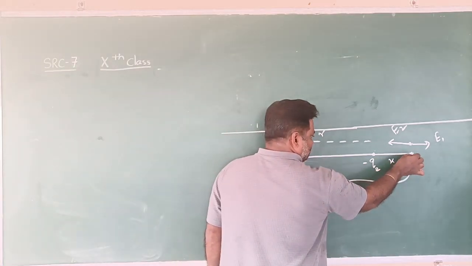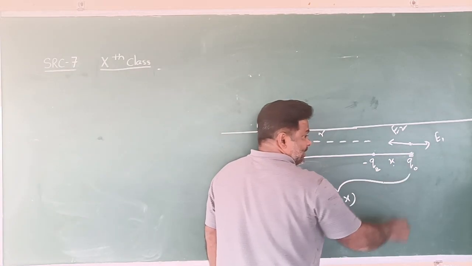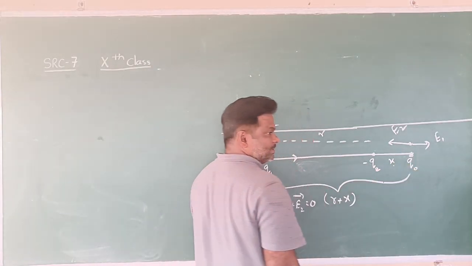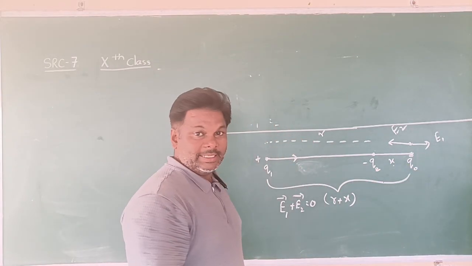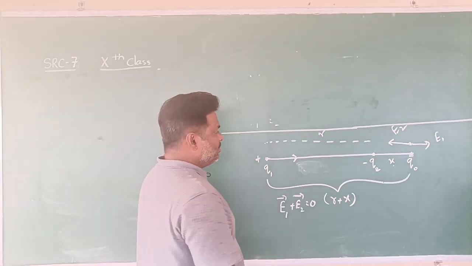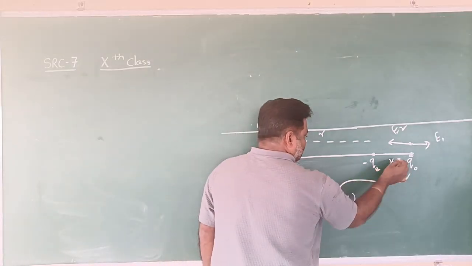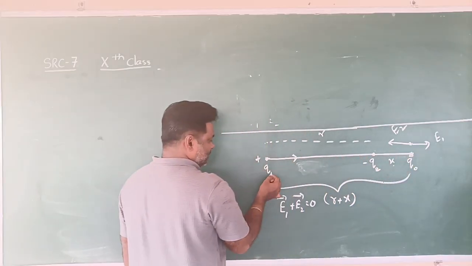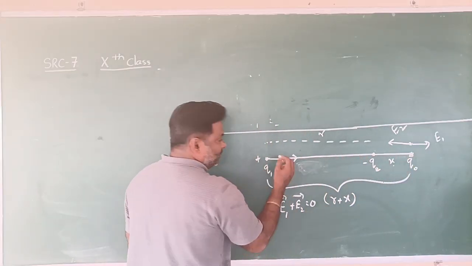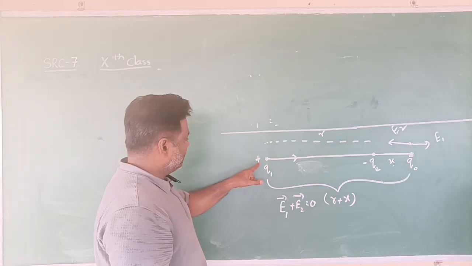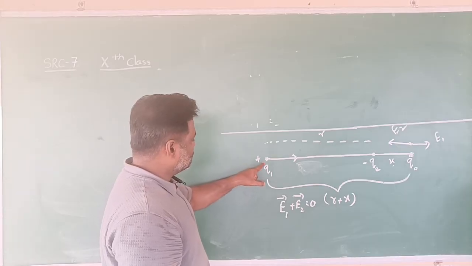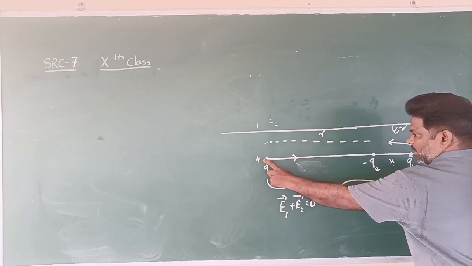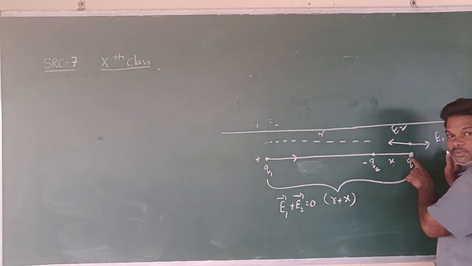And we have kept here a positive test charge, whether it is experiencing a force or not. Since it is placed at a null point, it won't experience a force due to this electric field. Now, this is located at a distance of x from Q2, and the same point is located at a distance of r plus x from Q1. What is the electric field intensity of this Q1? E1. Look, E1. It is a positive charge.